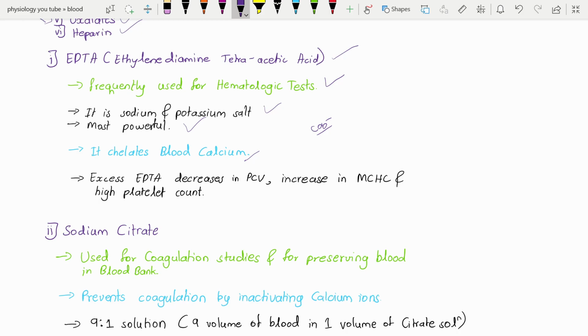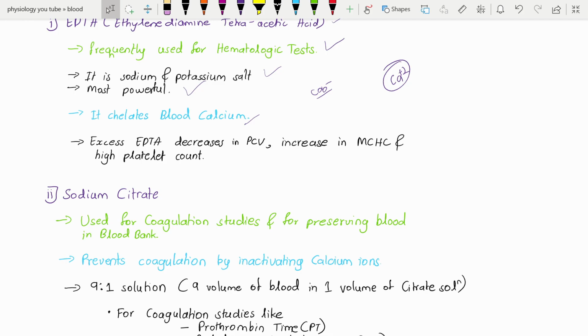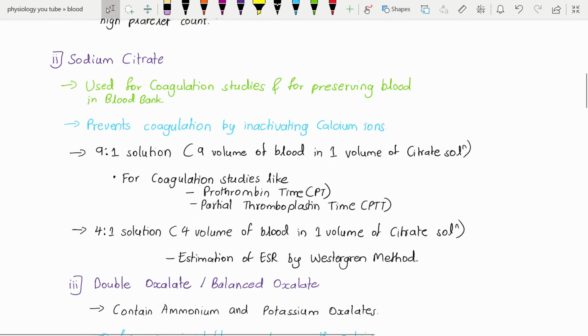Once the calcium is sequestered or chelated, it can't activate the coagulation pathways. By inactivating the coagulation pathway, we are preventing the blood from getting clotted. We should not use it excessively because excess usage of EDTA decreases the PCV value, increases MCHC and gives a high platelet count. So we will get false results.